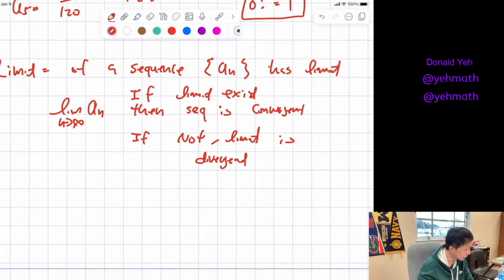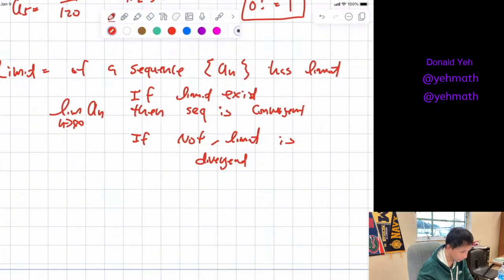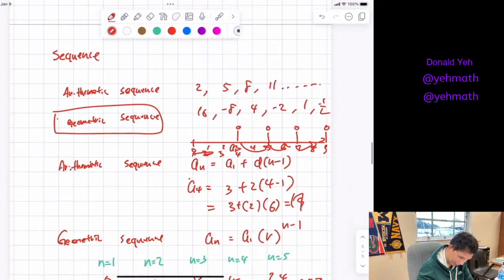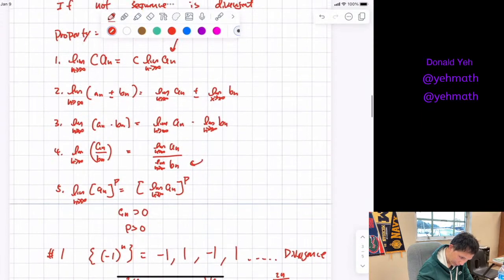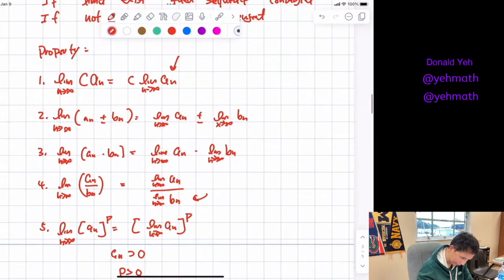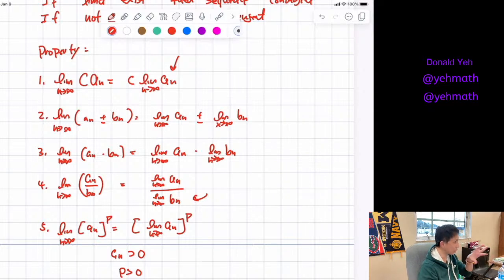Is there any question here? Okay. I'm going to show you last period's notes. This is a property. So all the properties of limits: the limit as n approaches infinity of c times a_n, which is a constant multiplied by the sequence. The constant can be outside of the limit.